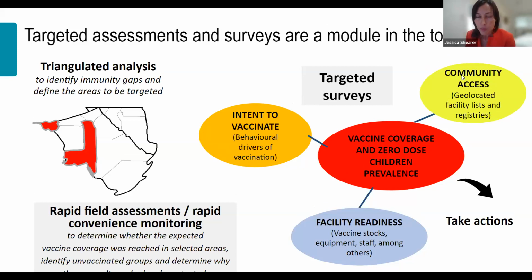And as Chilunga mentioned, the toolkit covers a range of topics. In our previous webinars, we have covered triangulation methods using existing data. We have also covered using health information systems to identify and monitor zero-dose children. But today we will talk about these situations where, again, you may not have that data and you have to either do a rapid convenience monitoring assessment or a targeted survey. Next slide, please.